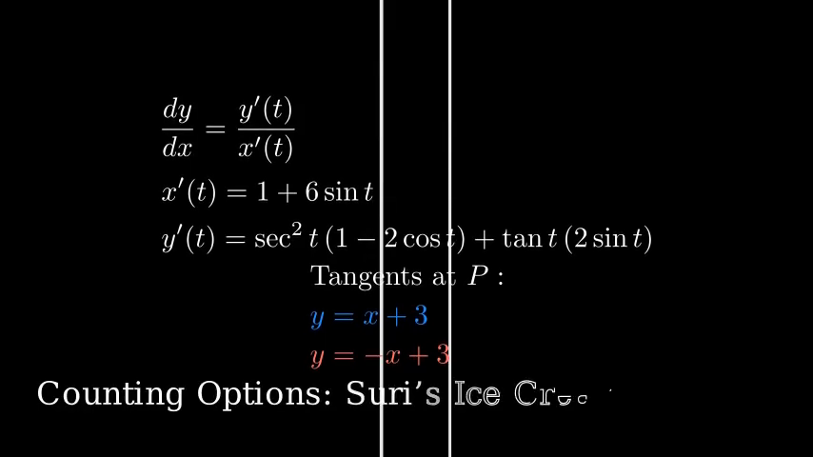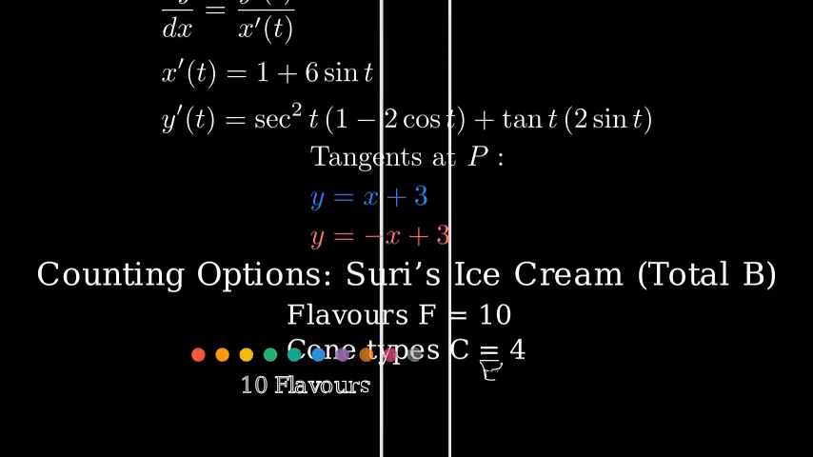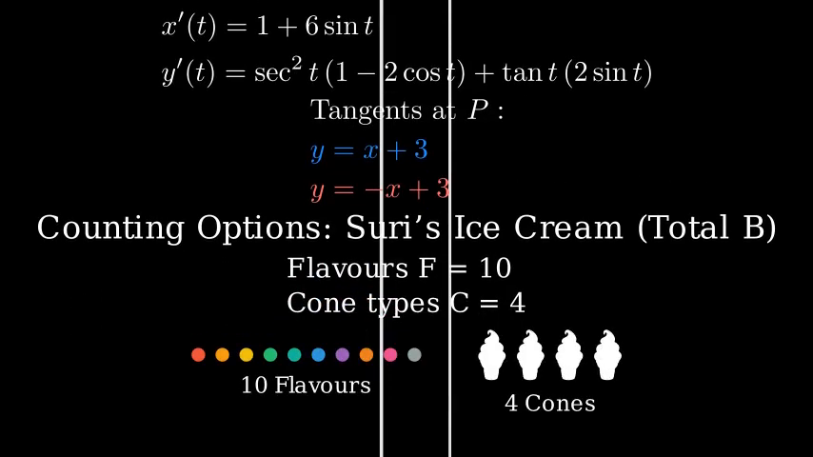Part 2. Counting menu options for Suri's incredible ice cream. We will compute total B under these assumptions. The order of scoops does not matter, and you are allowed to choose the same flavor twice in a double scoop. Recall from total A that the number of flavors is 10 and the number of cones is 4. We will restate those, then count single scoops and double scoops under the new assumptions. Here is a flavor palette just to visualize: 10 flavors and 4 cone types. We will now count the choices.